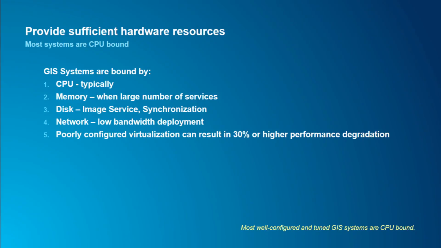We typically approach this by defining CPU, memory, and disk. As I mentioned, it is memory bound when there are a high number of services, disk when we have synchronization or images, and network if we have remote users.